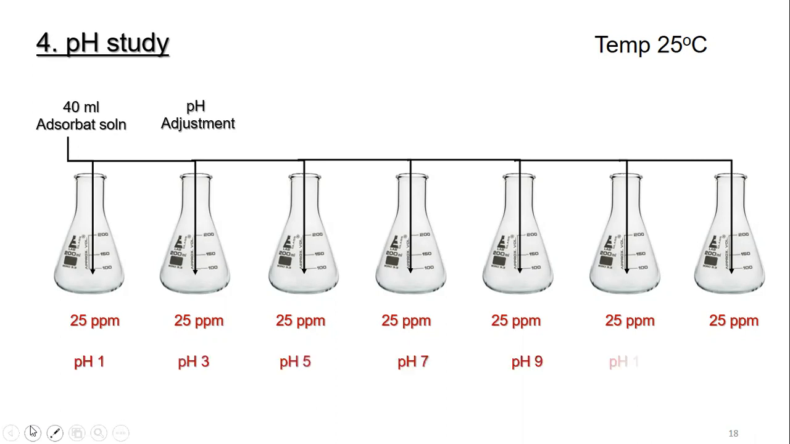How to adjust the pH? Now, keep in mind, you are not going to adjust the pH only to 7. So in the first flask, the pH will be 1. The second pH is 3. The third pH is 5. The fourth pH is 7. And the fifth pH is 9. And then pH 11, and then pH 13.